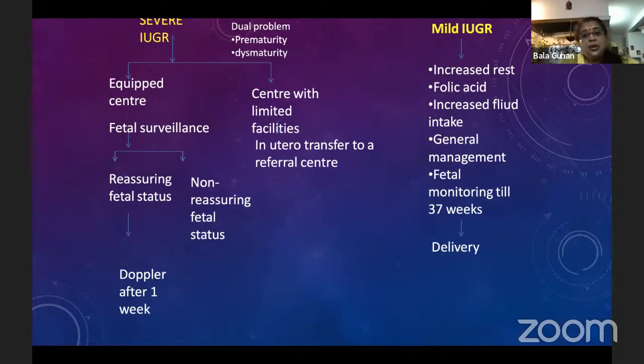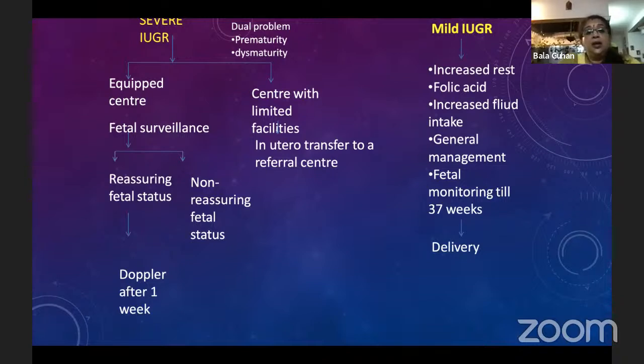In mild IUGR cases, you can give adequate rest to the mother, increased fluid intake can be advised, and of course folic acid and other nutrients, and oxygenation should be checked. General management should be taken care of, and the fetal monitoring should be done till 37 weeks and then deliver in case of mild IUGR.